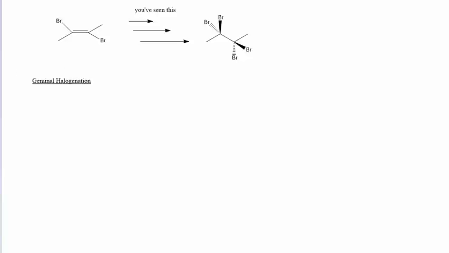So this reaction is called geminal halogenation. So it looks like this. Once again, you've seen these reagents, except this time we're doing it to a triple bond instead of a double bond. So HCl and CCl4. You might expect that this is going to look pretty similar to the hydrohalogenation mechanism.